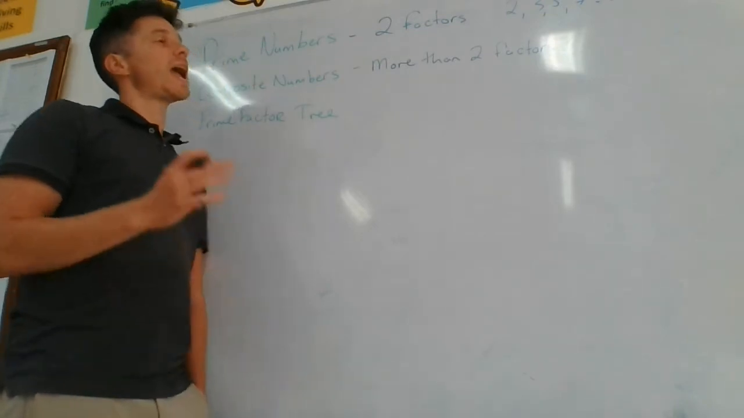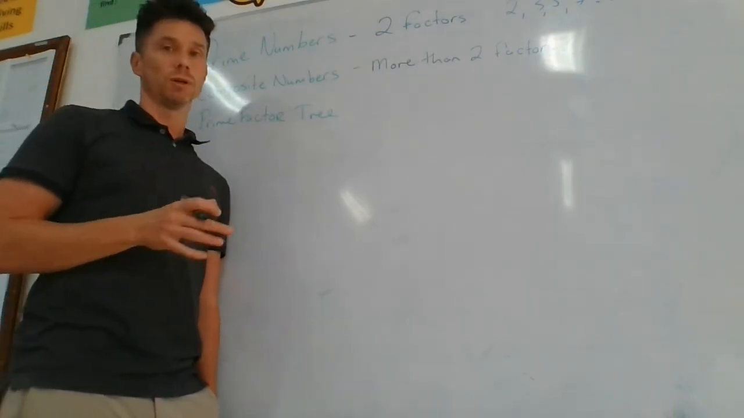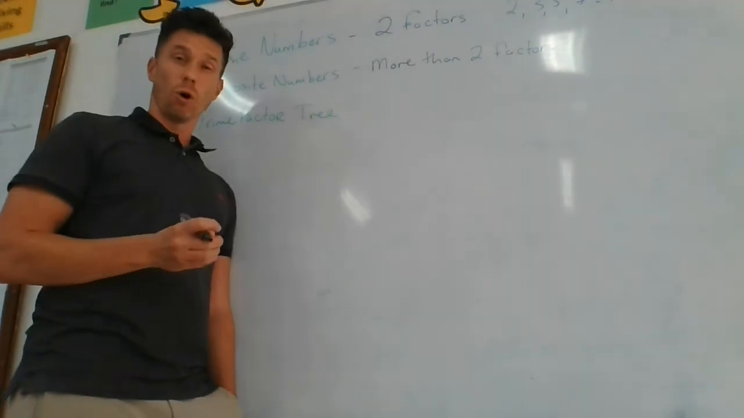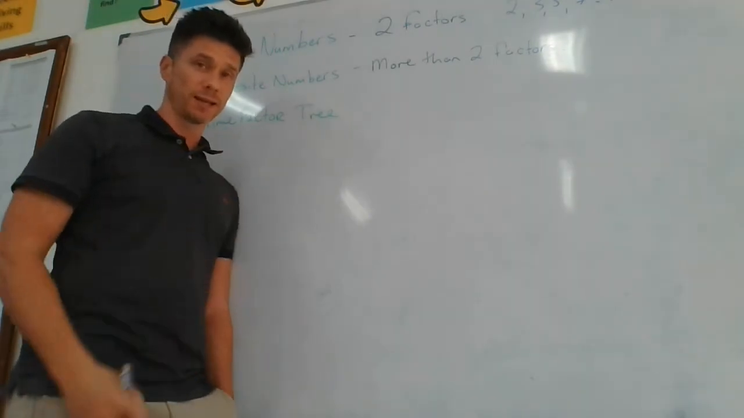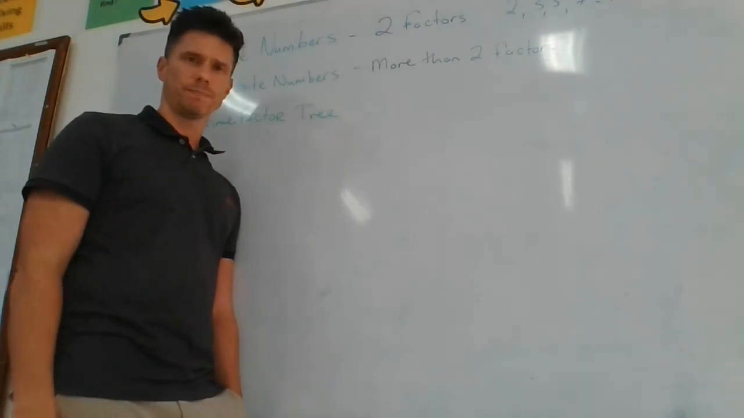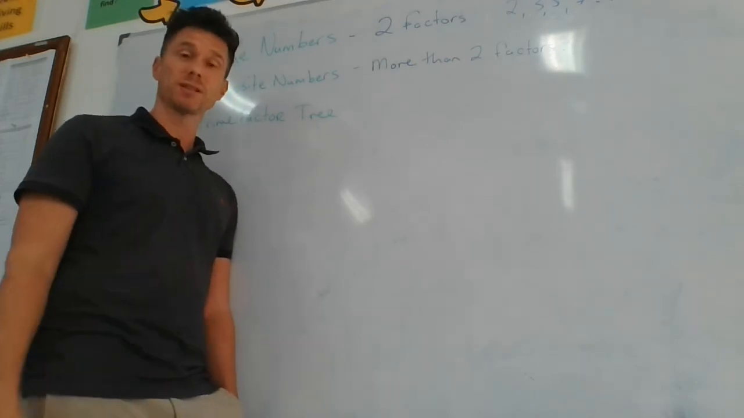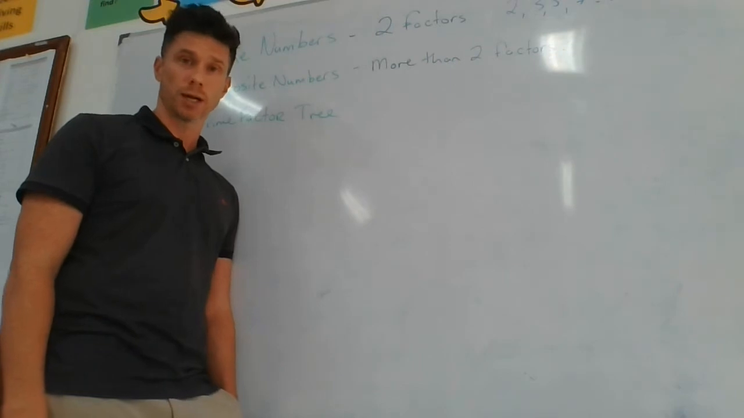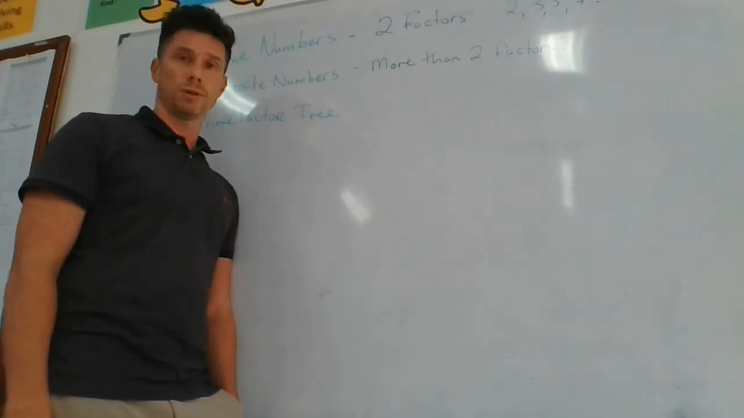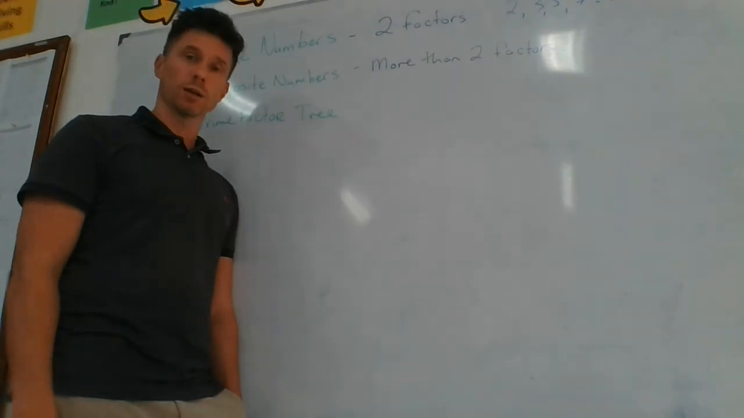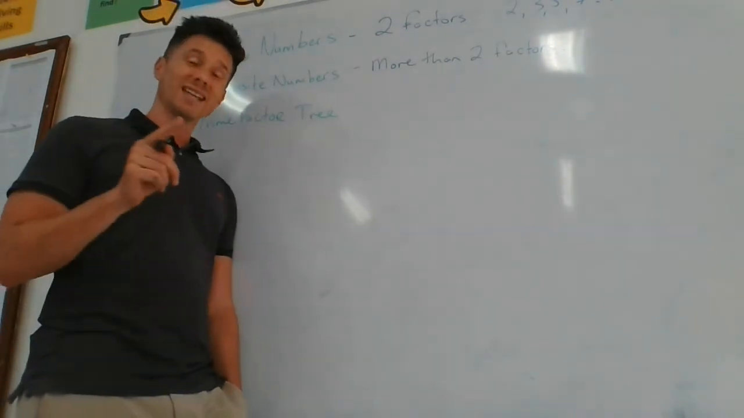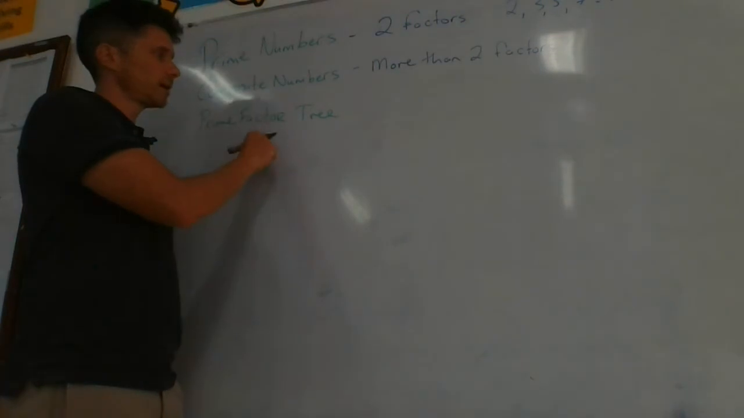Interesting fact, any whole number in the world can be got by multiplying prime numbers together. So think about that, any number. So 20, for instance, can be got by multiplying just prime numbers. 200, a million, they can all be got by multiplying just prime numbers together. So let's look at that. And to get that, we use a prime factor tree.